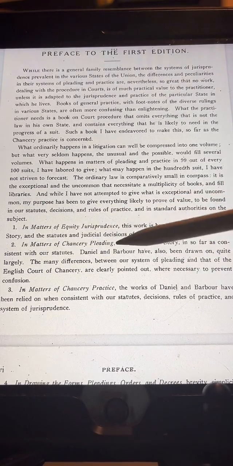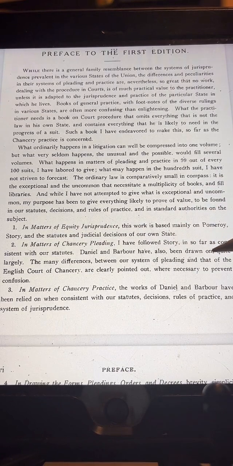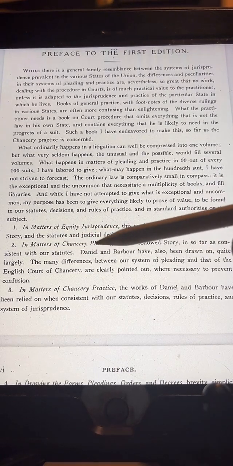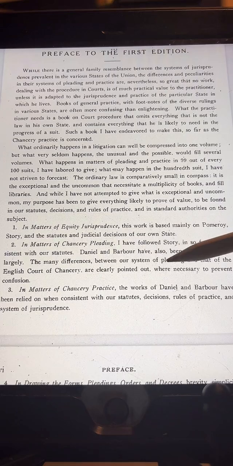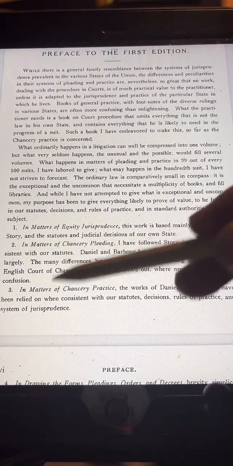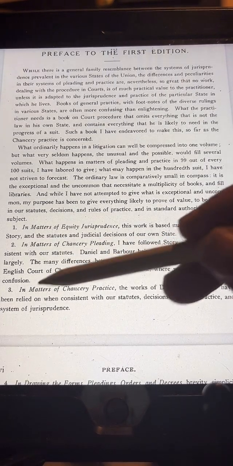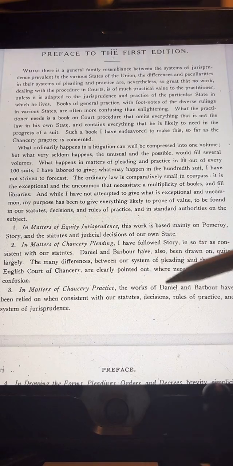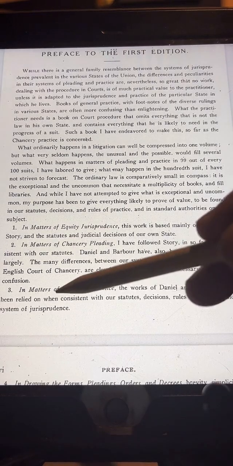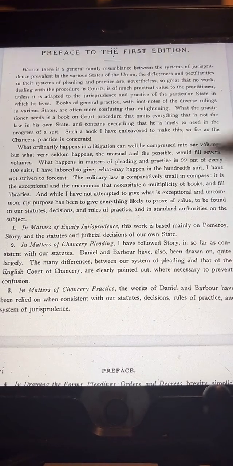The many differences between our system of pleading and that of the English Court of Chancery are clearly pointed out where necessary to prevent confusion. In matters of chancery practice, the works of Daniel and Barbour have been relied on when consistent with our statutes, decisions, rules of practice, and systems of jurisprudence. Okay?